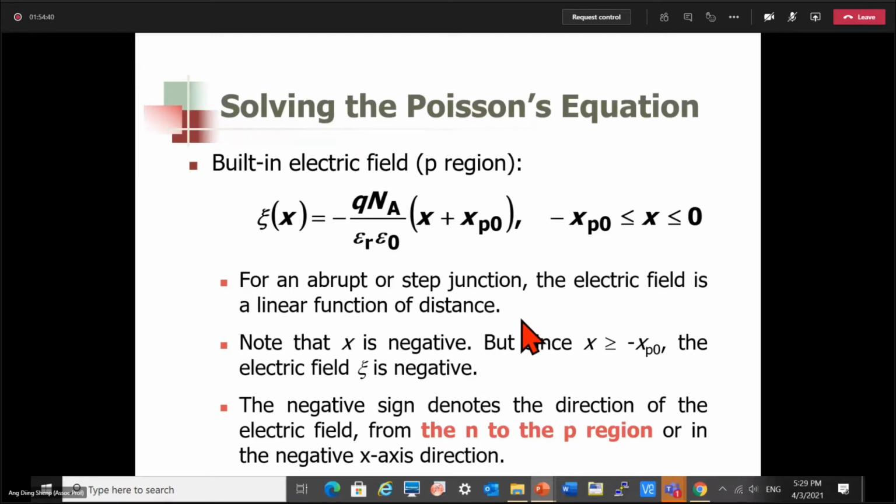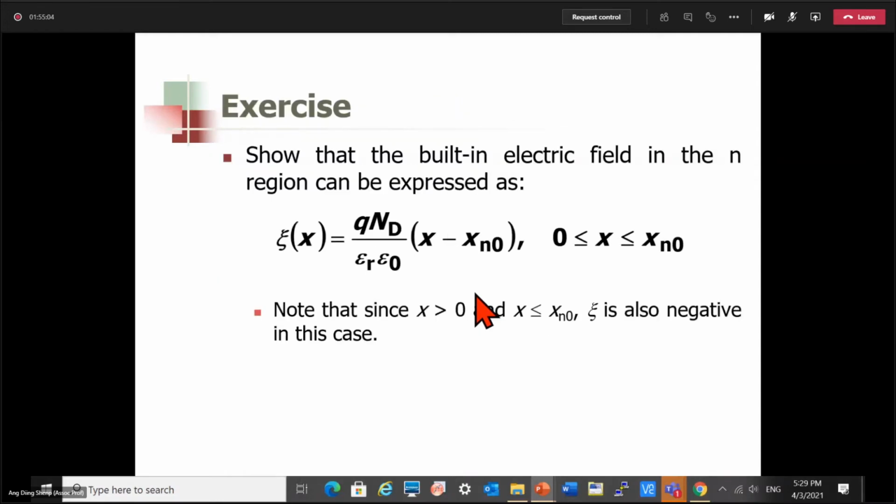By solving the Poisson equation on the P side, applying the depletion approximation and assuming the depletion region ends abruptly at x equals minus xp naught, we have come to this result. Please be reminded that this result, where the electric field varies linearly with distance, only applies in an abrupt or step junction. Now, a similar approach can be applied to derive the equation for the built-in electric field on the N side. I will leave it as an exercise for you, but I will guide you a bit.